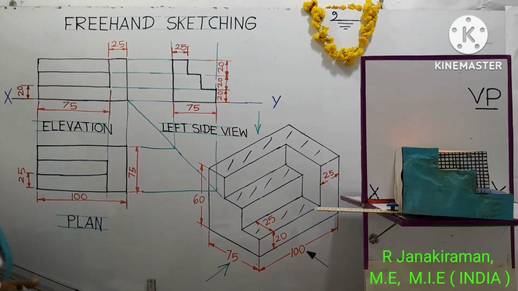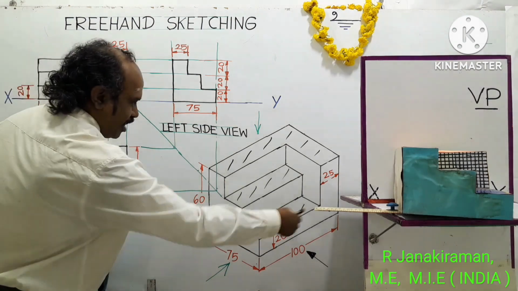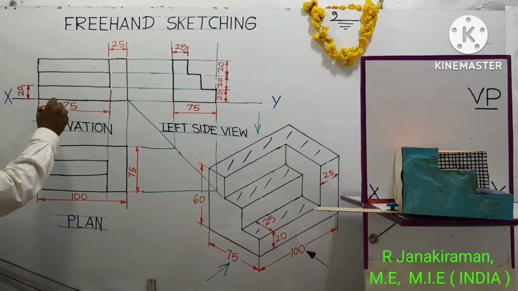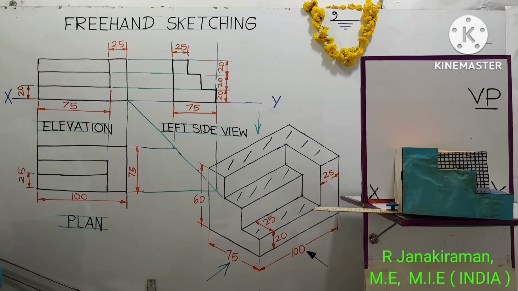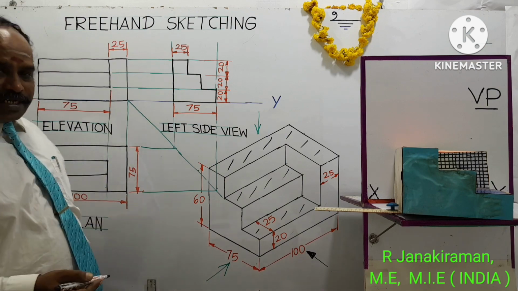And after completing this diagram, you can draw two guidelines and write all dimensions are in mm, because the numbers are considered in terms of millimeter. It's a common representation, you can write it. This completes the answer for the topic freehand sketching, and thanks for listening.